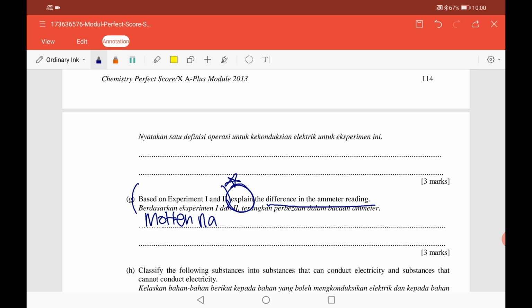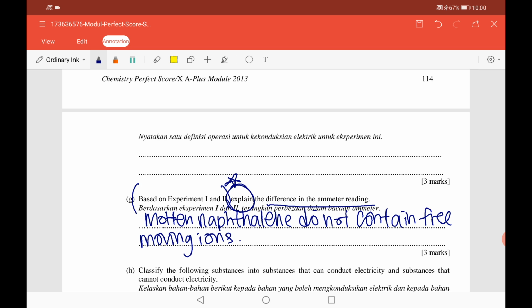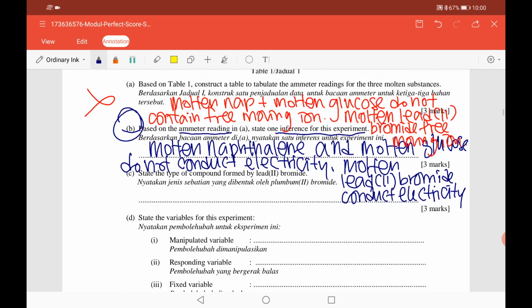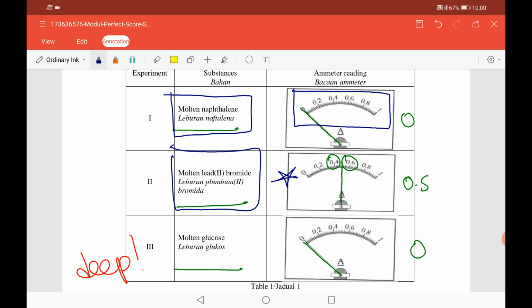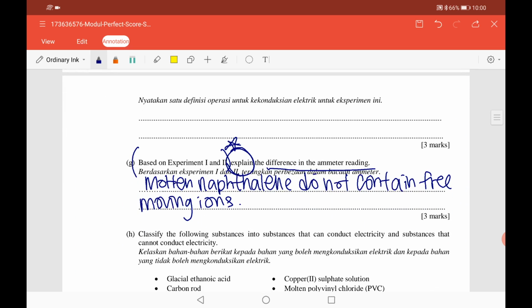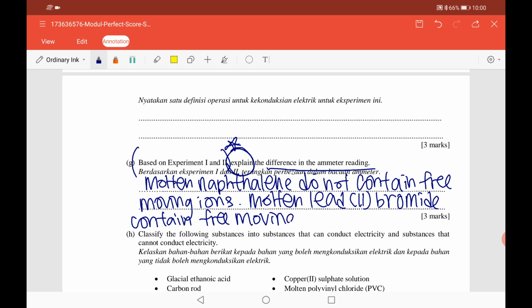So write the answer: molten naphthalene does not contain free moving ions. Meanwhile, in experiment number 2, you can see your molten lead bromide can conduct electricity at 0.5. When it can conduct electricity, it's because molten lead bromide actually contains something that can carry electric charge, which is called free moving ions.